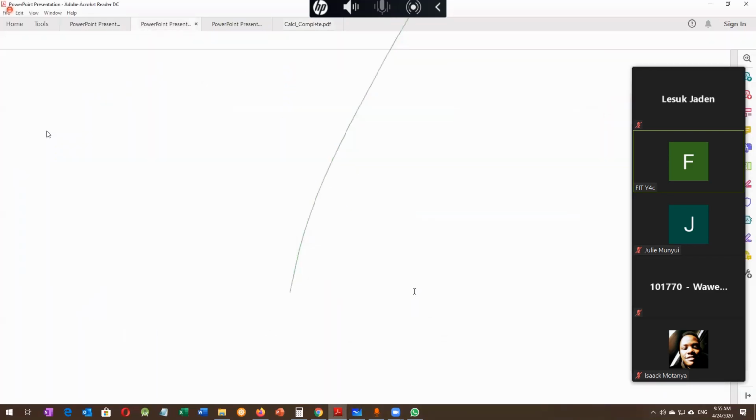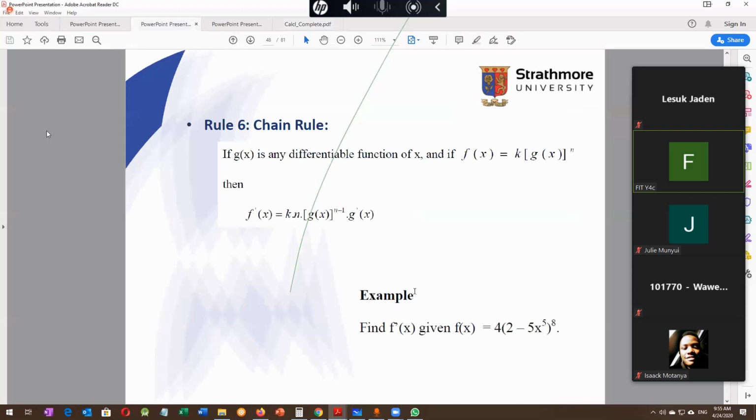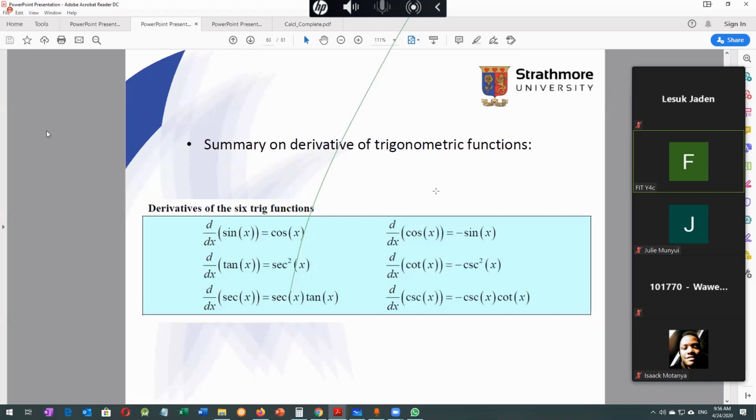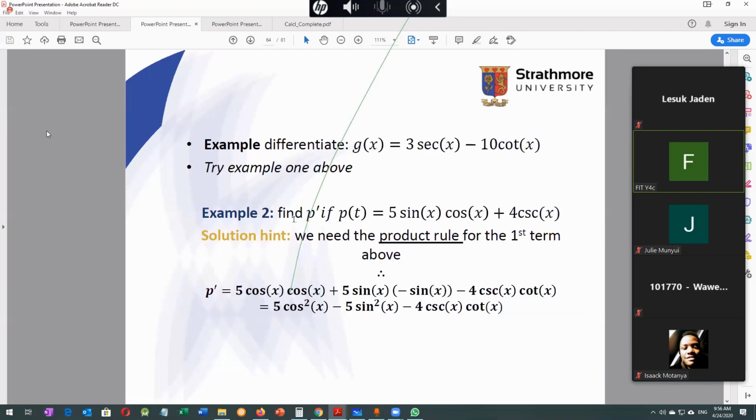So, for instance, if you're given that example there, please look at that example. Differentiate g of x is equal to 3 sec x minus 10 cot x. Okay, you will try this one by looking at this. I did the second one.